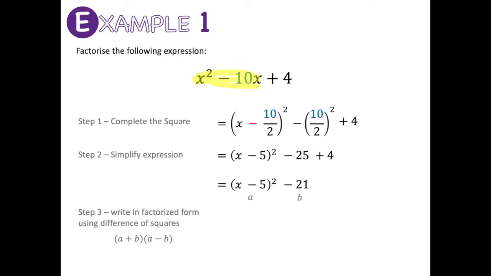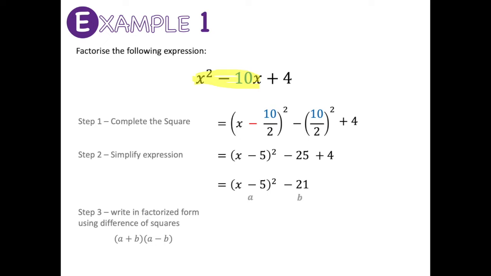We can square root x minus 5 squared and it's going to become x minus 5, but we can't square root 21, so we will just write it as the square root of 21. If you don't remember how we complete that process, go back and have a look at the video and the information on factorizing using the difference of two squares.